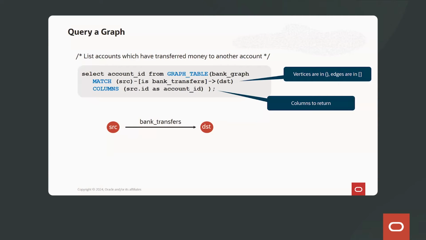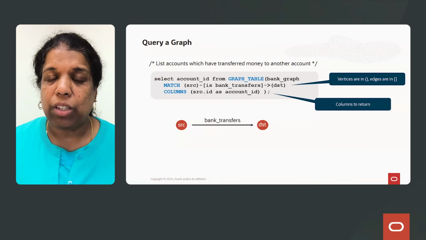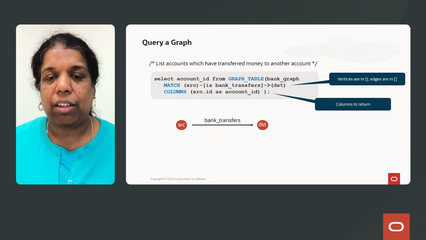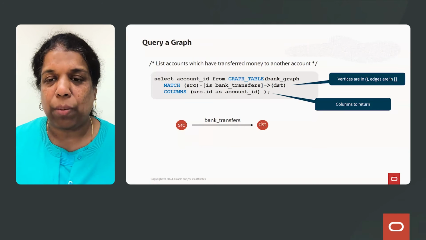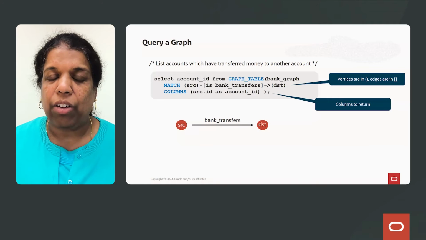So you see here the syntax. I have here the match clause. I have, again, the source account. Anything represented in parentheses represents a node or vertex. In our example, it's a bank account. And anything in square brackets represents the edge. So here I'm looking to list all the source accounts that are connected to an account via this relationship of bank transfers. And I have the columns clause that will return the column that I want to return.